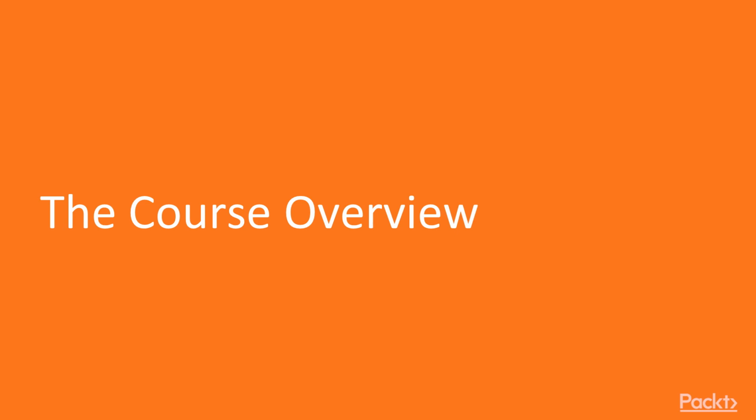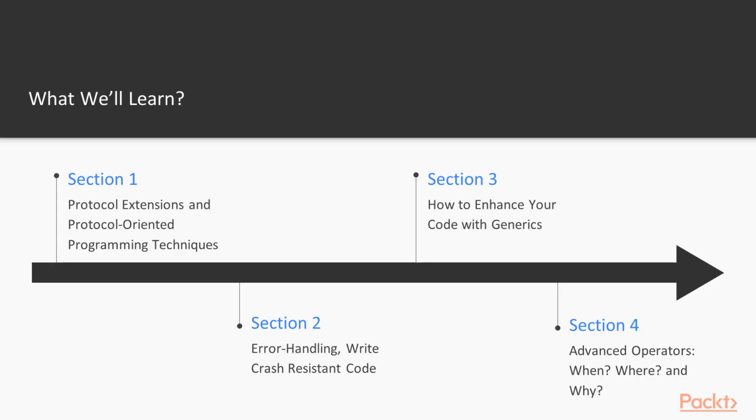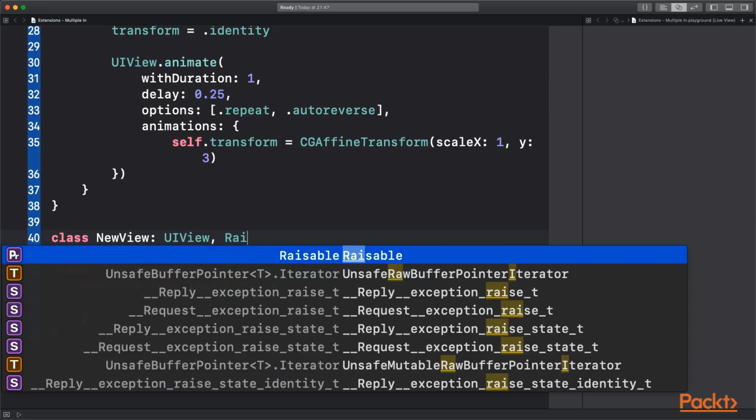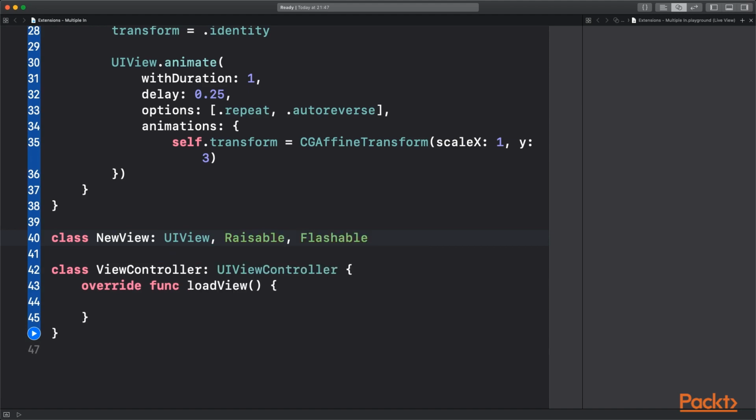So let's get started with the course overview. So what are we going to learn? In section 1, we'll find out protocols are extremely powerful and can transform the way we write code. In this section, you will learn how to create and use protocols as well as use protocol-oriented programming patterns to make your code more extensible.